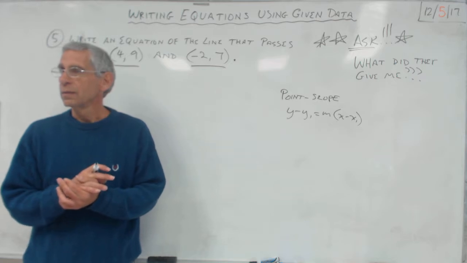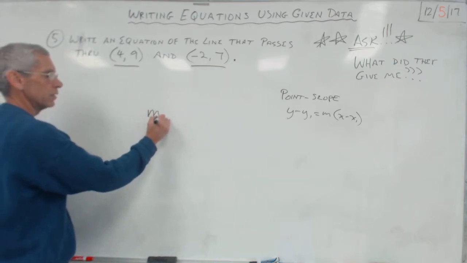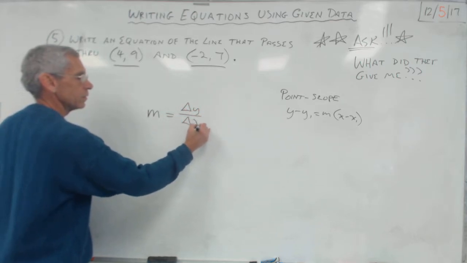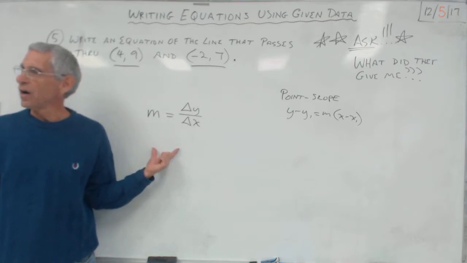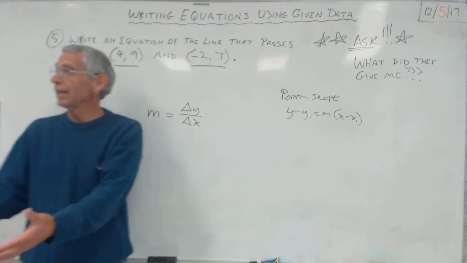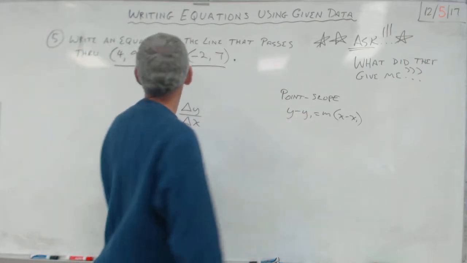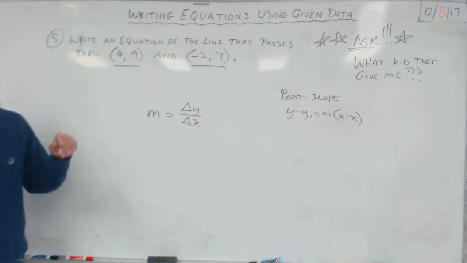Inequality. Do you remember this formula? Yes. S equals delta y over delta x. What would you need in order to find the slope? Two coordinate points. Beautiful. All right, so here we go.